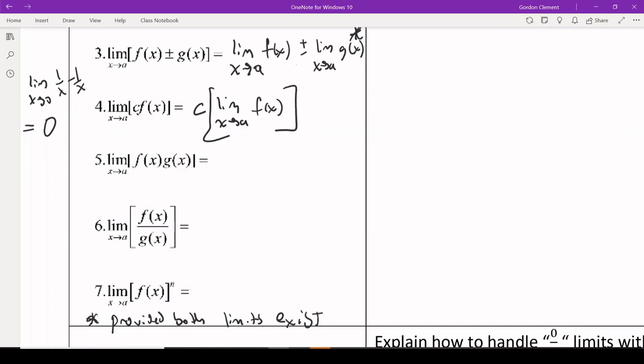If there's a constant inside times a function, you can factor that constant out, get the limit of the function, and then multiply that answer by that constant. If you've got two functions multiplied, you can split it into two limits and take the limits separately and multiply those two answers. Again, provided that those limits exist.